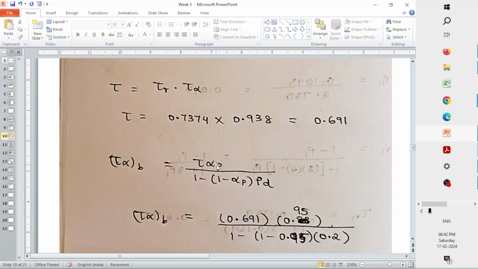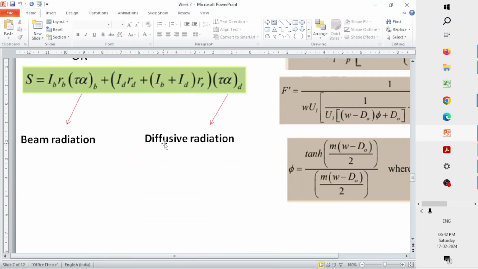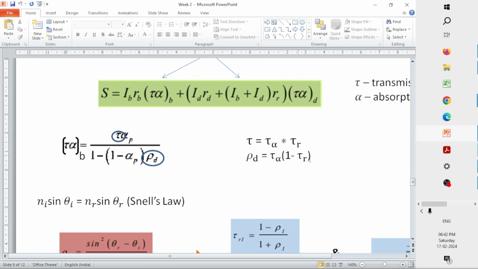In a real case you will not have anything for which the alpha will be 1. So alpha p is your absorptivity of the plate, and rho d is your diffusive reflectivity. The formula for calculating the value of rho d, we saw it last week. Rho d is tau alpha times 1 minus tau r.